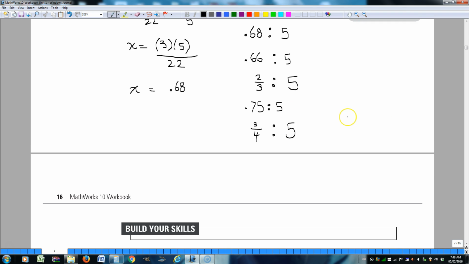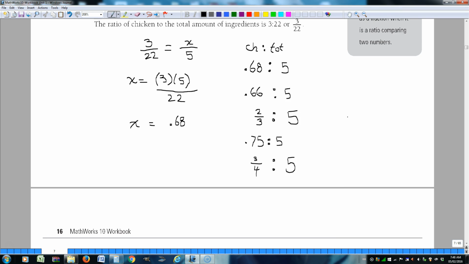All right, no big deal if I give my family a little bit less or a little bit more chicken. All right, so that's the useful application of this information.